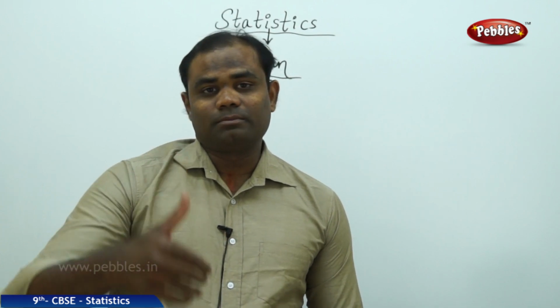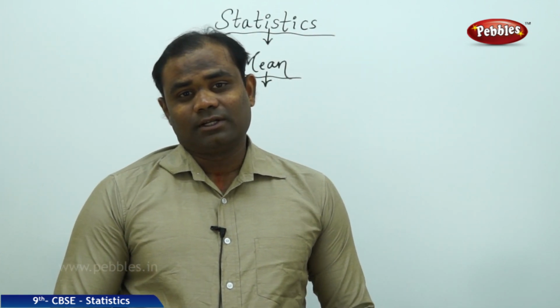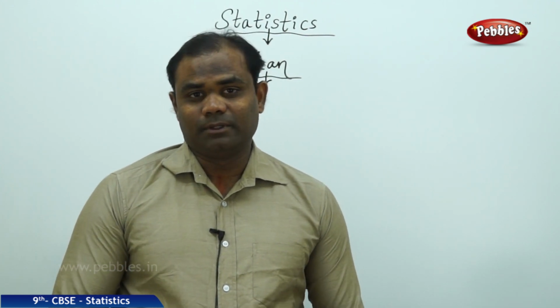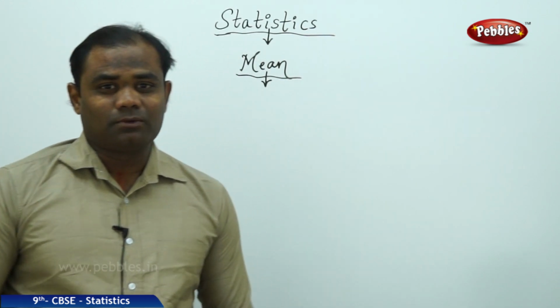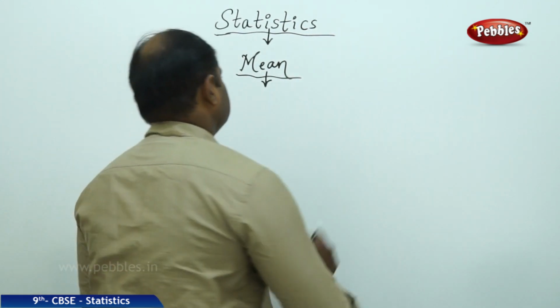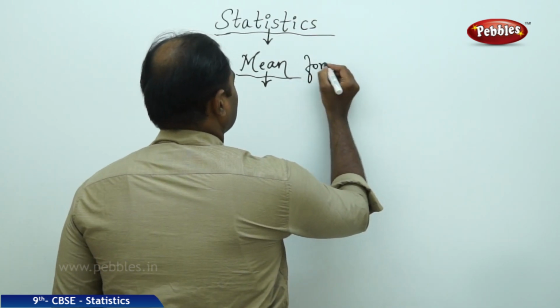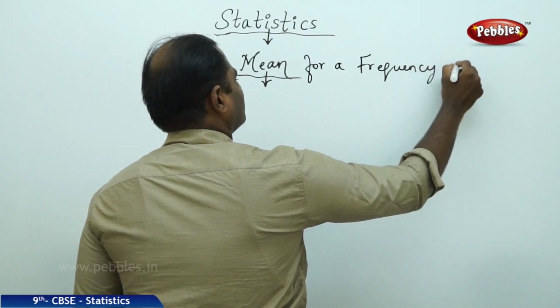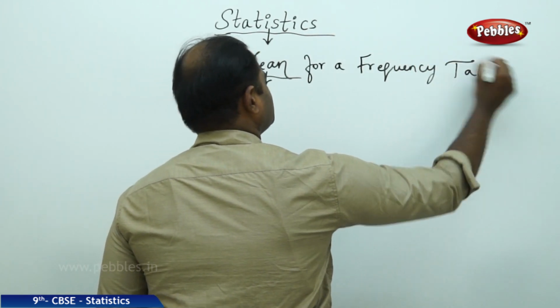Now that we have discussed mean in the previous example with runs scored by the cricket batsman in the first 7 overs, let's see how we can calculate mean for a frequency table. This session is about finding mean for a frequency table.